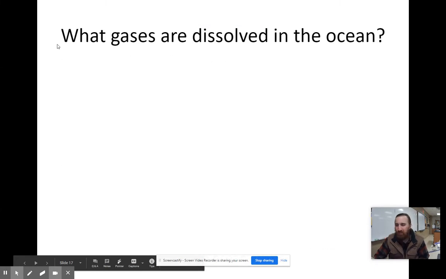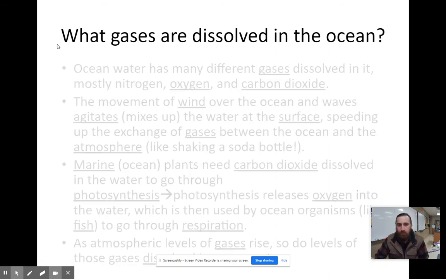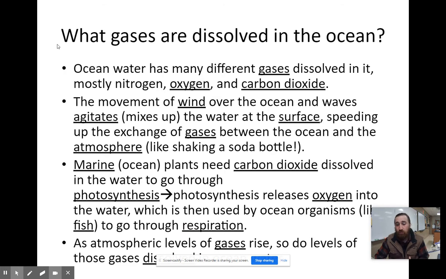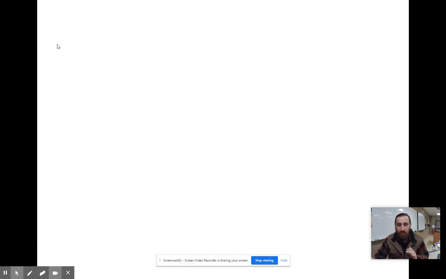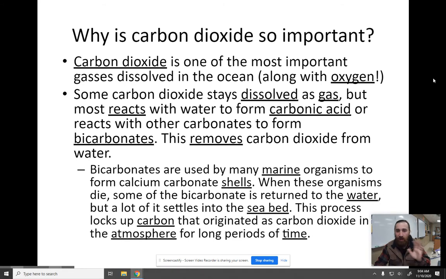Then we're gonna start getting into actually some animal relationships. So into some symbiotic relationships. So yesterday you talked about what gas are dissolved in the ocean. That was the last slide you guys had. Now I'm gonna talk about carbon dioxide just briefly. I know this looks like a lot, but a lot of this is actually a little bit of review.